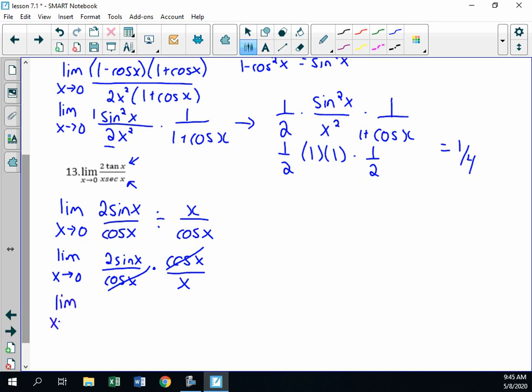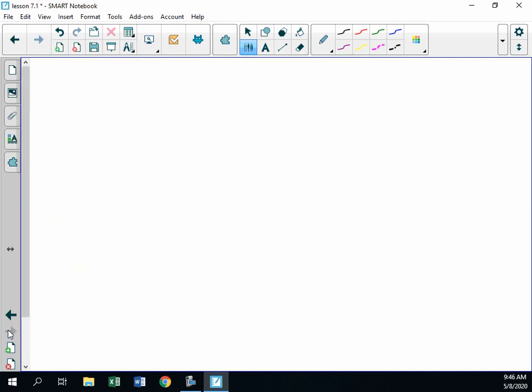I'll write it one more time. 2 sine x over x, and you have your sine x over x, which is 1, so we get 2 times 1, which is just equal to 2. Now our last one, number 14, I'm going to do it on another page because I need room.